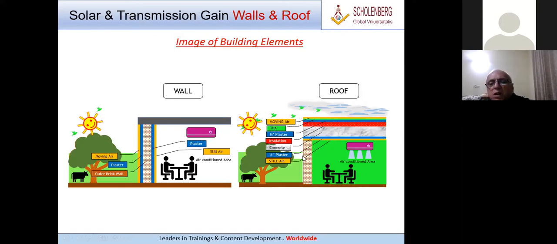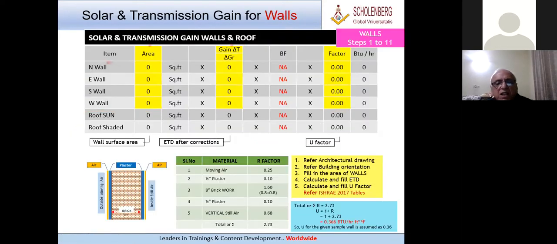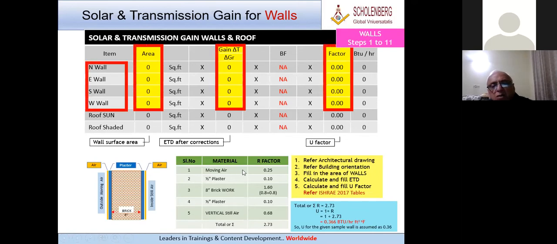For the roof, take a look at the roof. We have inside stale air, then we have plaster, then you have concrete, then you have insulation, then you have tile, then you have moving air, and every detail is mentioned. So let's take the case of wall. See, this is how you work out the R value and the U values, okay?